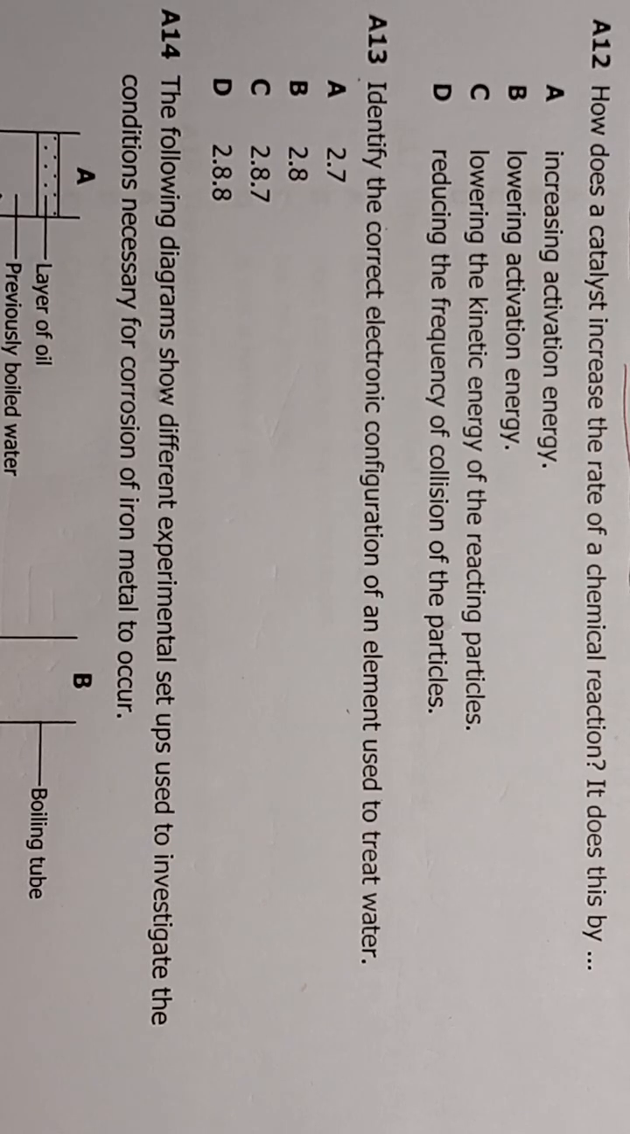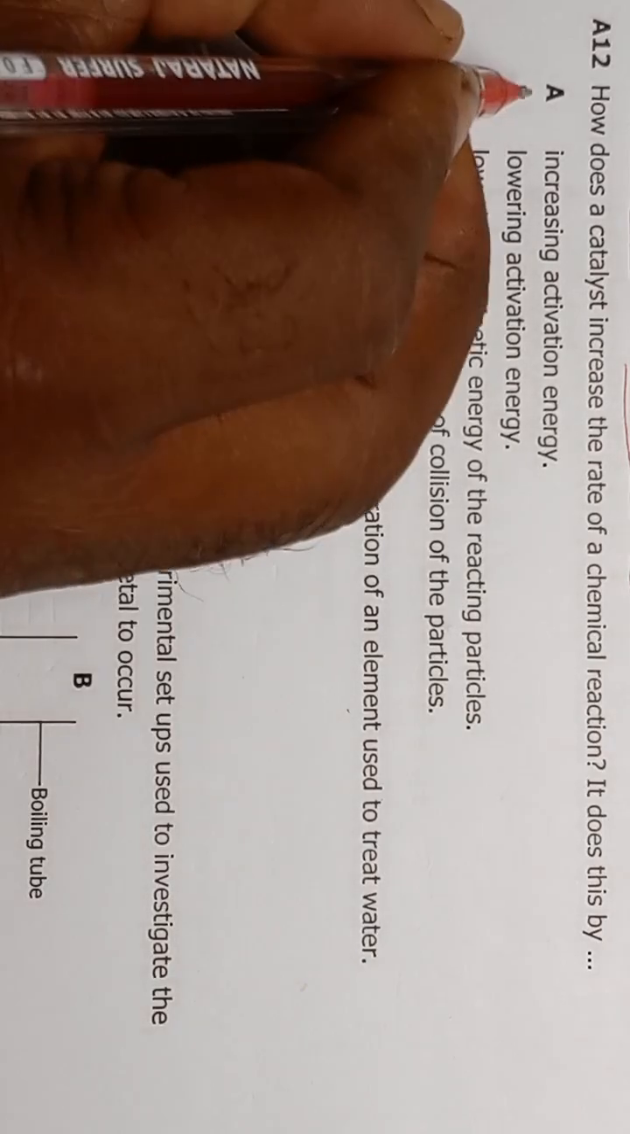Question 12. How does a catalyst increase the rate of a chemical reaction? It does this by option A, increasing activation energy. Option B, lowering activation energy. Option C, lowering the kinetic energy of the reacting particles. Option D, reducing the frequency of corrosion of the particles. So there the answer is B, lowering activation energy.